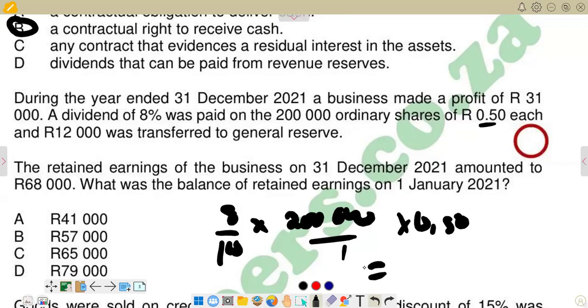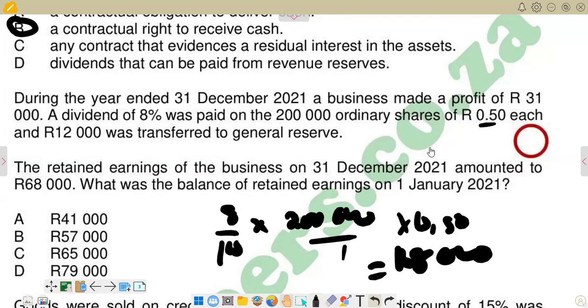So 0.08 we multiply by 200,000, and then we multiply by 0.5 as the value, get 8,000. So we have got 8,000 that we have there. So this is the value for dividend. So we can just go in there and input that. So we are just going to say plus 31,000 minus 12,000 minus 8,000.